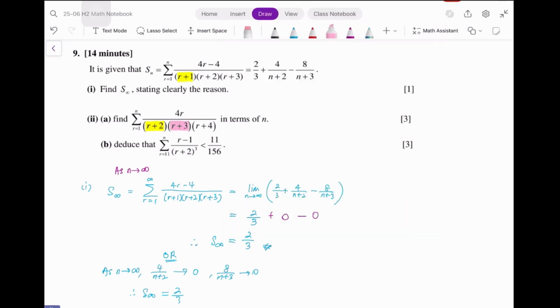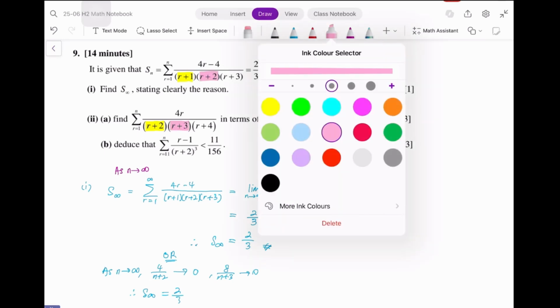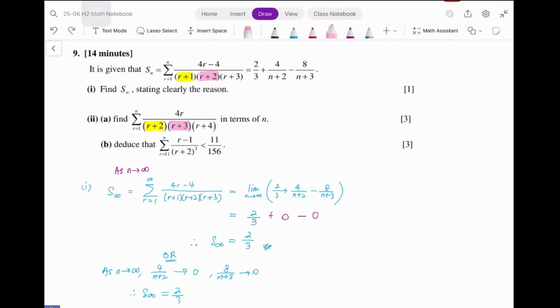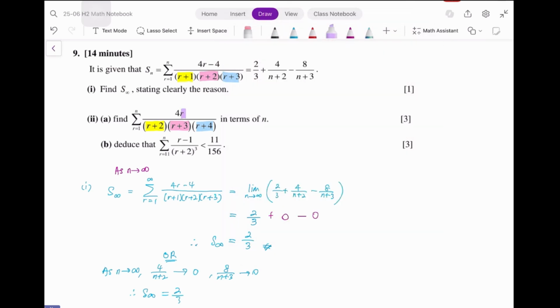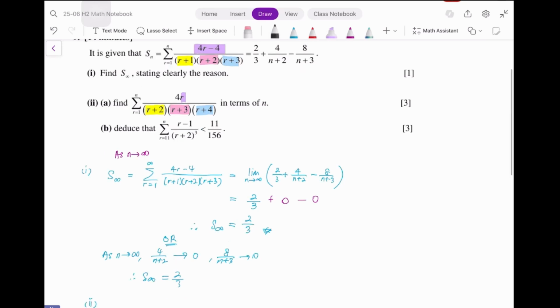Then we have r plus 3 matched with r plus 2, right? Then we have r plus 4 matched with r plus 3. And technically the one above, this 4r can match with 4r minus 4, right? So you replace r with r minus 1. Wonderful. Okay, so I think now you can see.